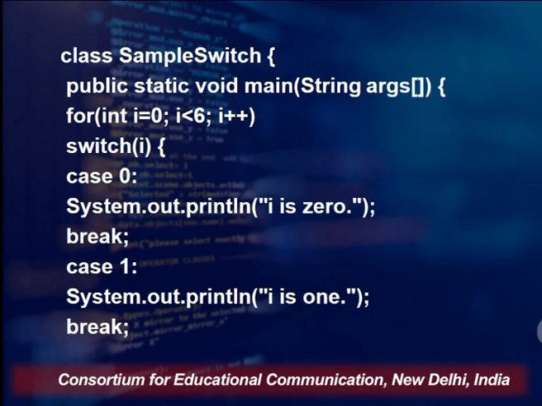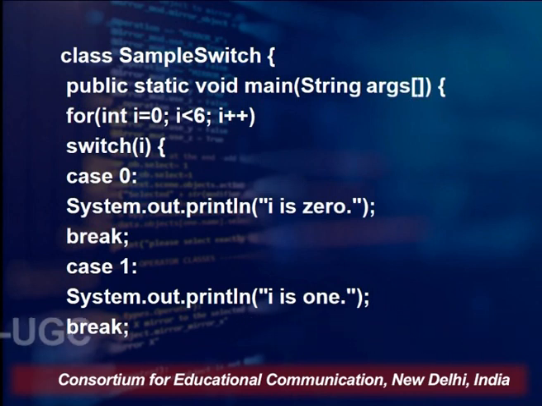System.out.println, i is 0, is printed, then it will hit the break and the control will come out of the switch statement. It will come out of the switch statement, but it will remain within the for statement, and for the next value of i, when i is incremented by i plus plus, the next value of i will be 1, and now case 0 will not be matched. Now the case which is going to be matched is case 1, and then i is 1 is printed, and then again break, it will come out of the switch statement.